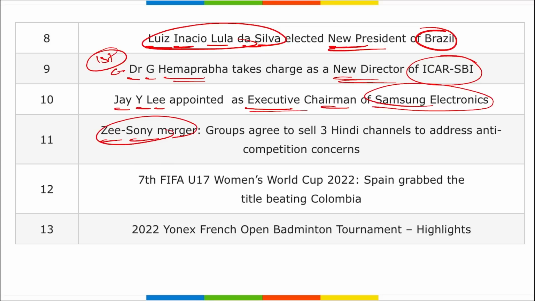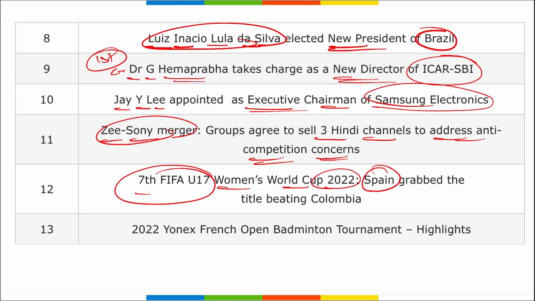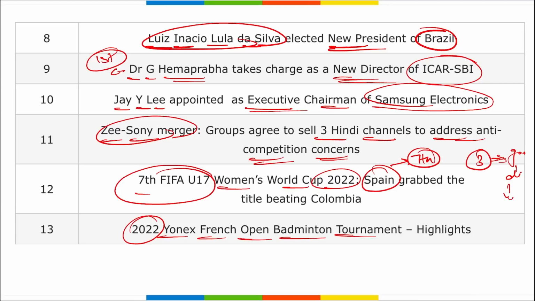The Zee and Sony merger has taken place, and they plan to agree to sell 3 Hindi channels to address the anti-competition concerns. Then the 7th FIFA Under 17 Women's World Cup 2022 was held and Spain has won this 7th edition. It was held in 3 states of India, as it was hosted by India, and the 3 states are Goa, Odisha and Maharashtra.